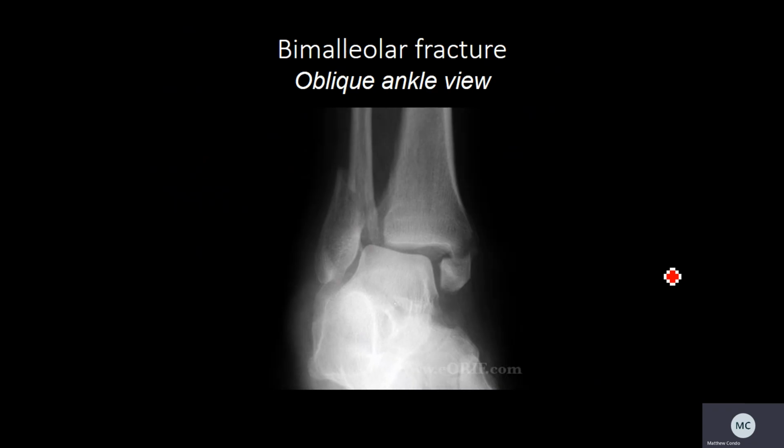This is how a bimalleolar fracture may look on radiograph. What we're looking at here is an oblique ankle view. What we see is that my lateral malleolus and my medial malleolus have both been disrupted.